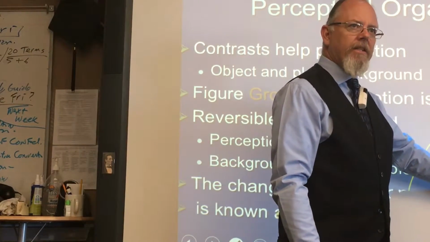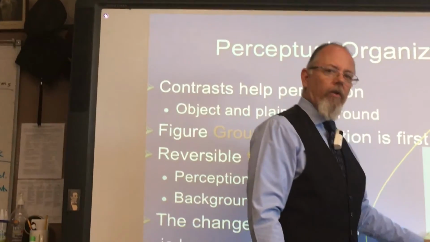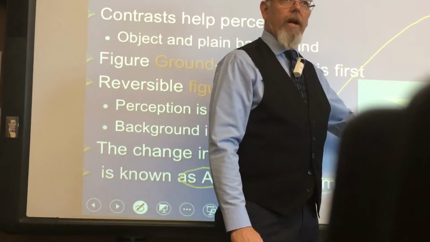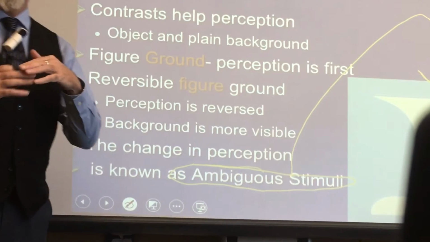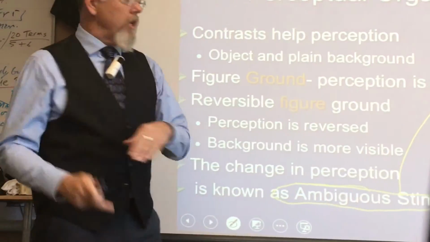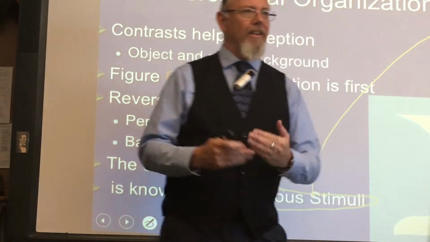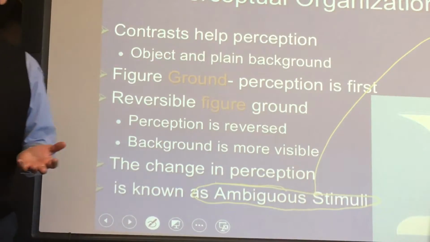If you see the face, then you see the face as foreground. If you see the vase, then the vase is foreground. So it can be changed with what? With whatever you're paying attention to. So do you find the form here or do you find that form? We call that ambiguous stimuli. Does that make sense? Yes.